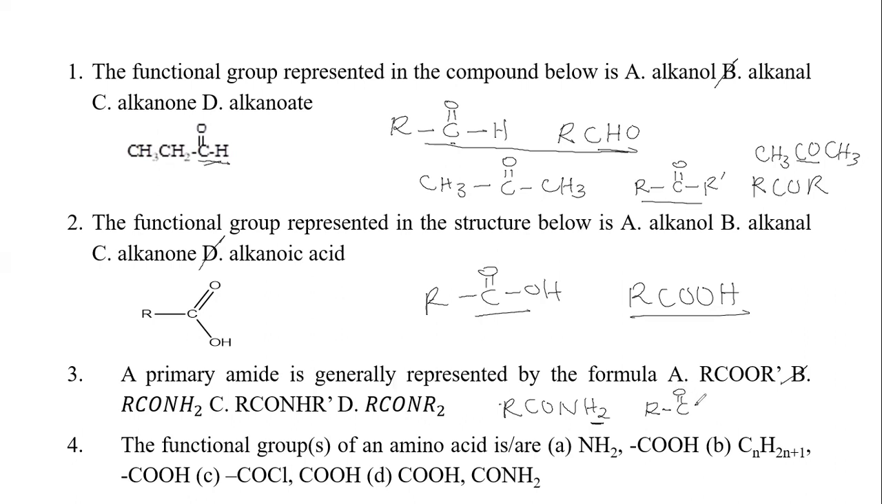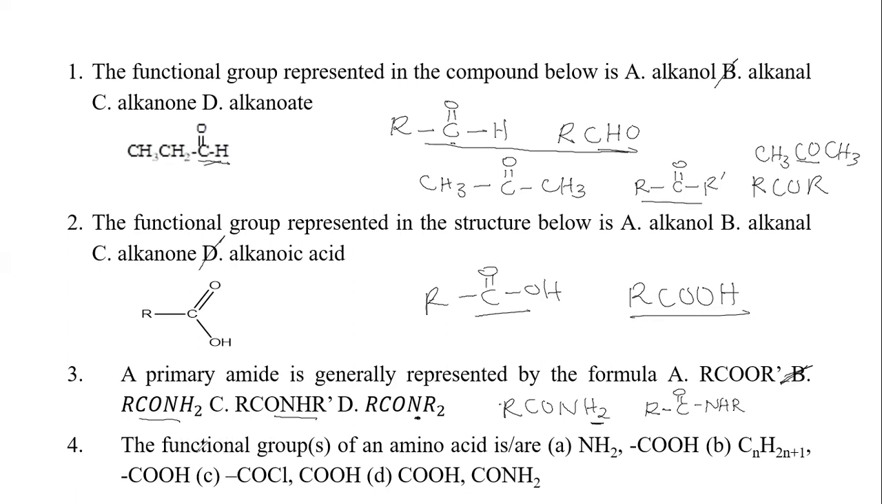C double bond O, N, H, and then R and R prime. Okay, so just like this. This is primary, this is secondary, this is tertiary, no hydrogen any longer. So that is tertiary amide. But for the sake of our question, option B is going to be the correct answer. That is primary amide. All right.